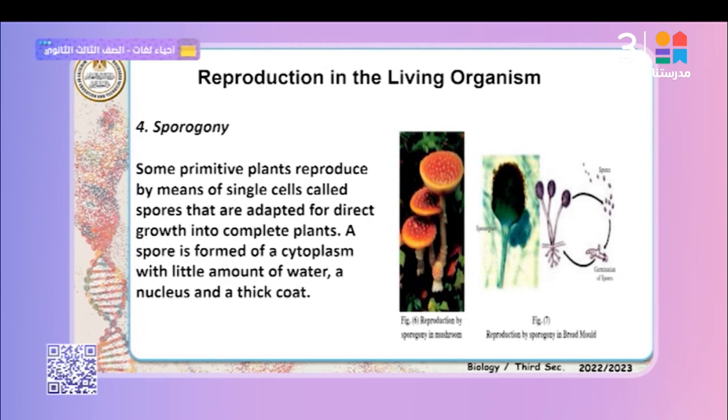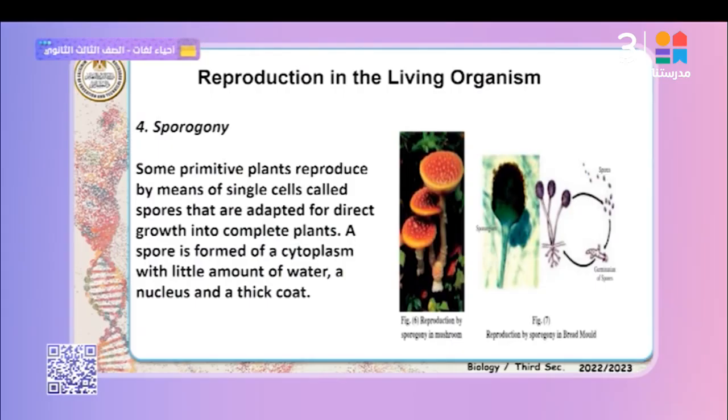For example, sporogeny occurs in bread mold fungus, as found in these figures. Pay attention to these figures. It contains rhizoids and sporangia, which contain a large number of spores. When the sporangium matures, a large number of spores rupture and fall in suitable conditions, for example on a piece of bread. They divide mitotically on the bread and spread, producing a large number of individuals called bread mold fungus.